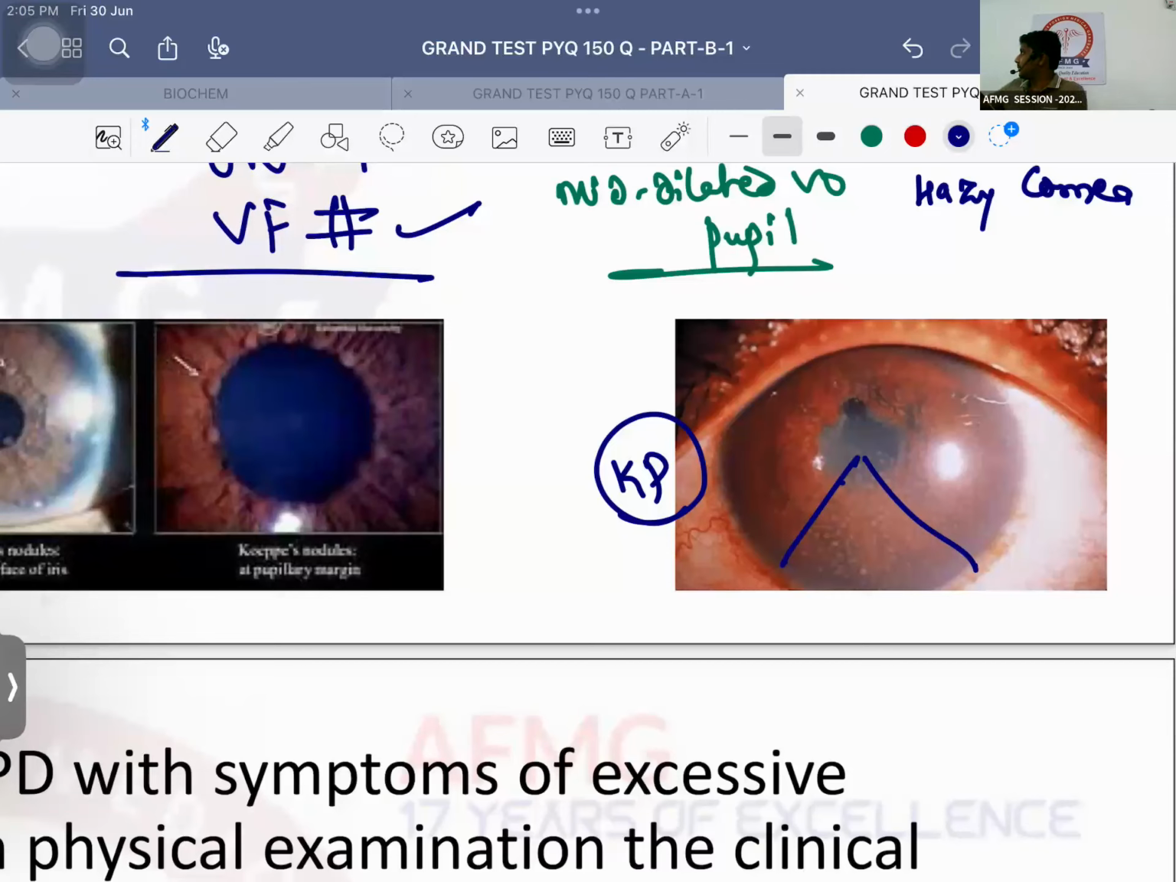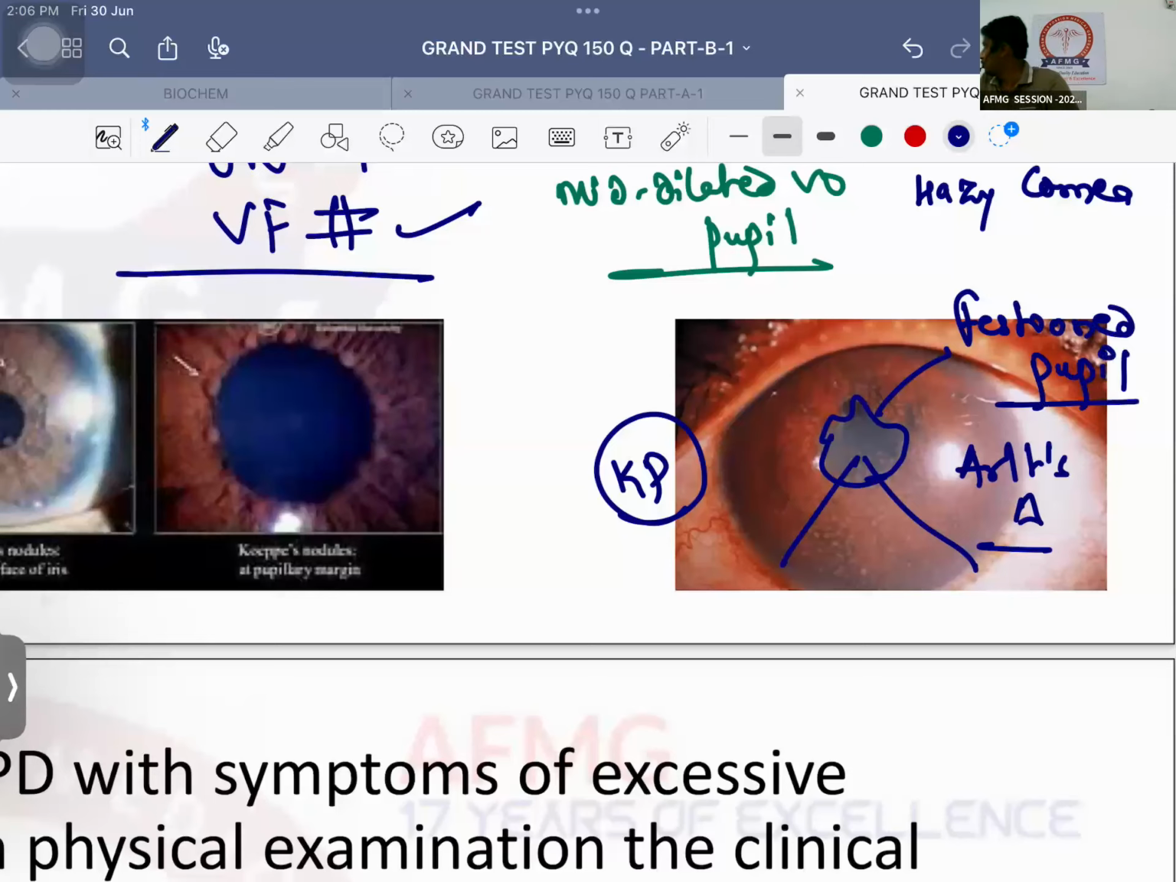Can you see these keratic precipitates have aligned themselves in a triangular fashion? Therefore, this triangle is what is called as the Arlt's triangle. Okay, this is called as the classical Arlt's triangle. Along with that, can you see this pupil also? This pupil which is there, you can see this is irregular pupil. This irregular mid-dilated pupil is what is called as, anybody? Festooned pupil. Very good. So this irregular mid-dilated pupil is known as a festooned pupil.